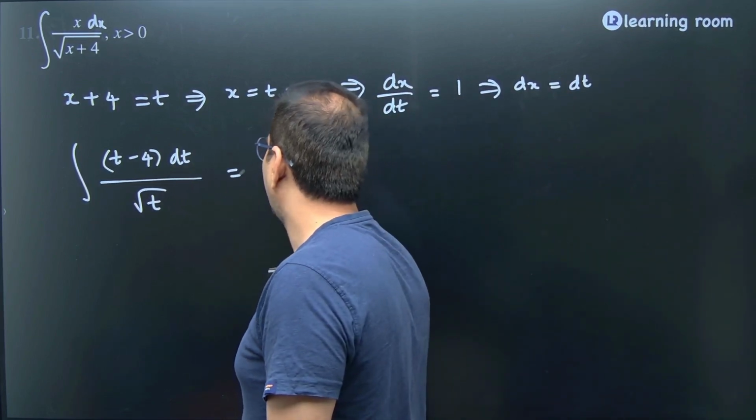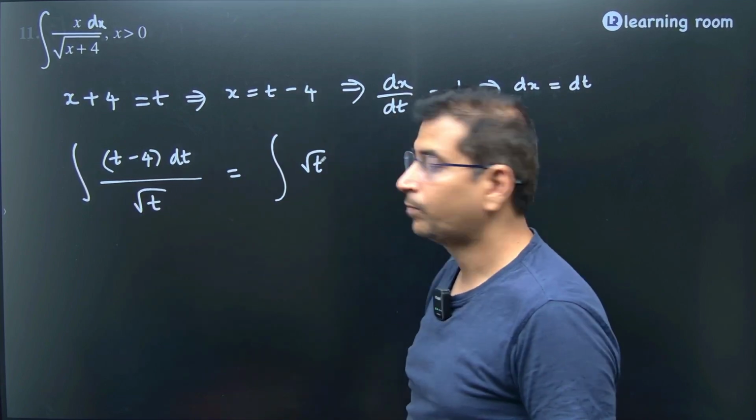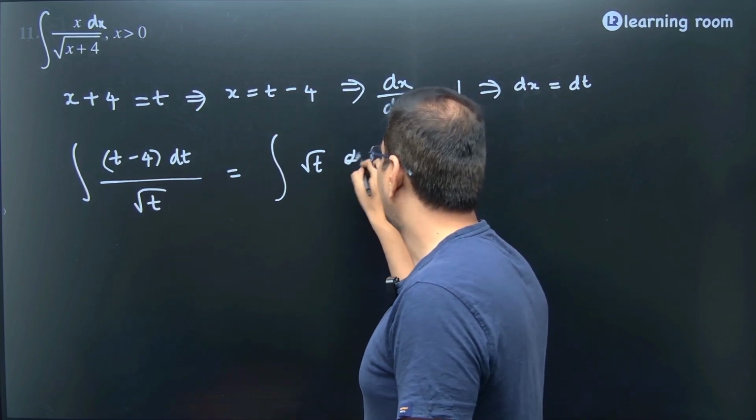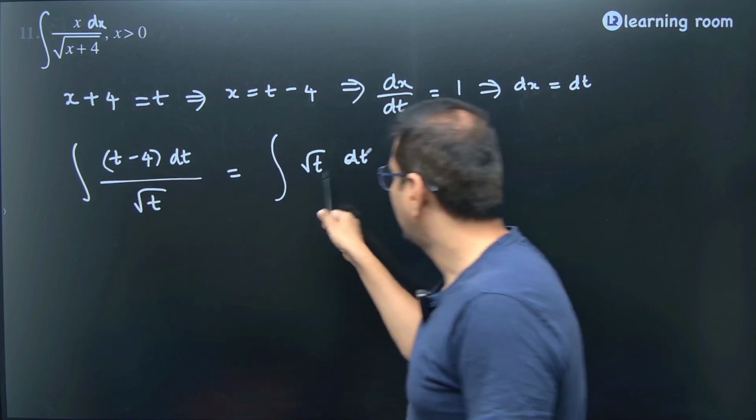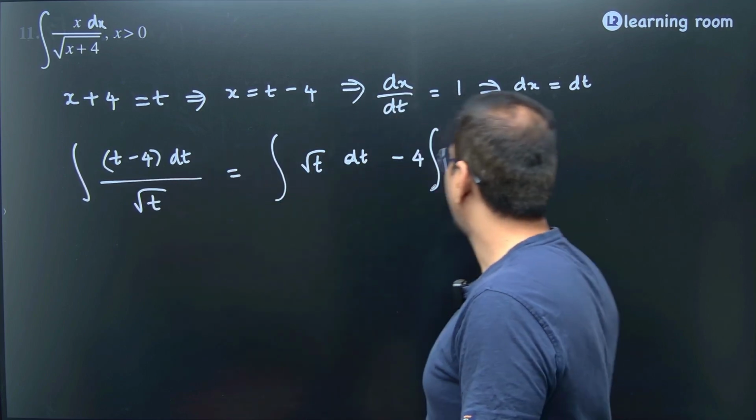So this will be the integral of t by root t, which is going to be root t. I'll write it like this: t divided by root t is root t dt, minus 4 into the integral of dt by root t.